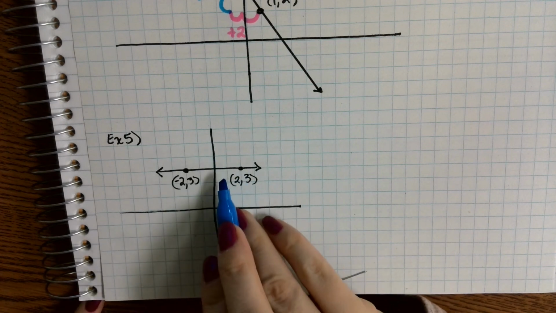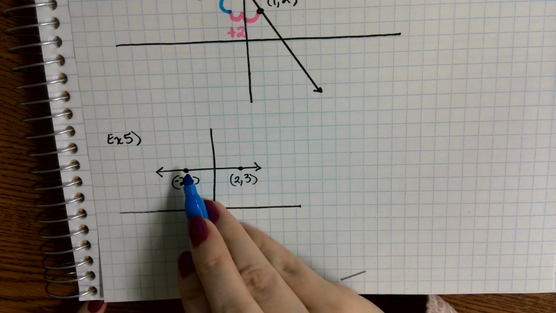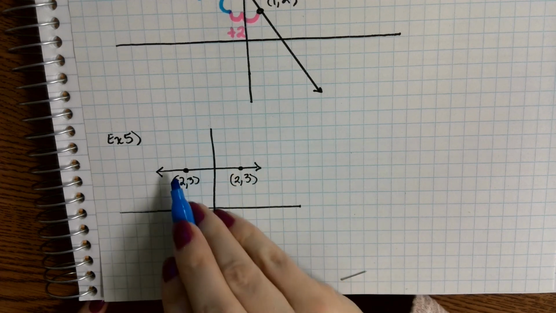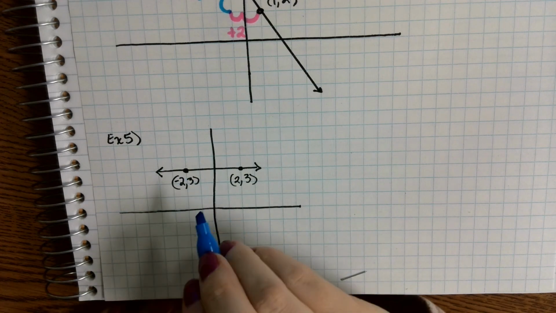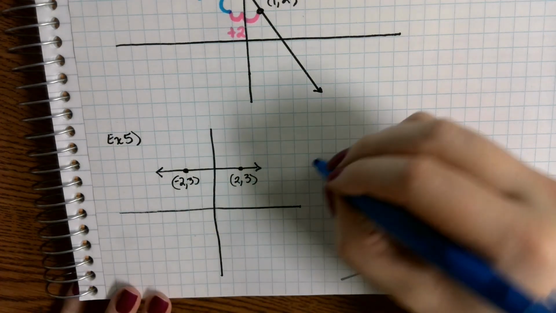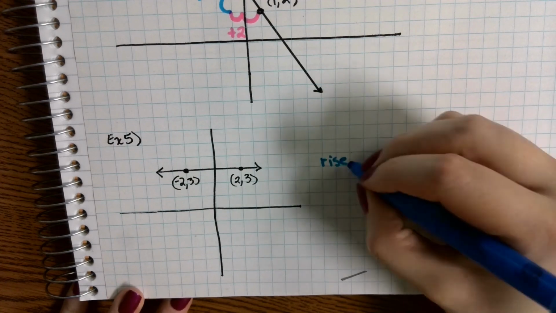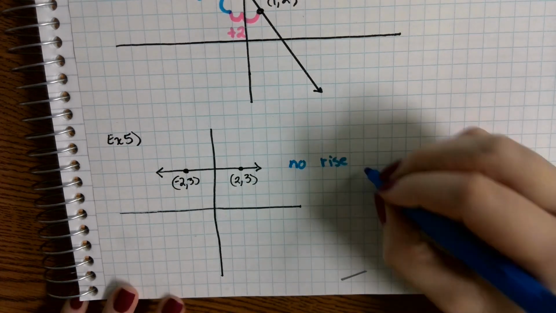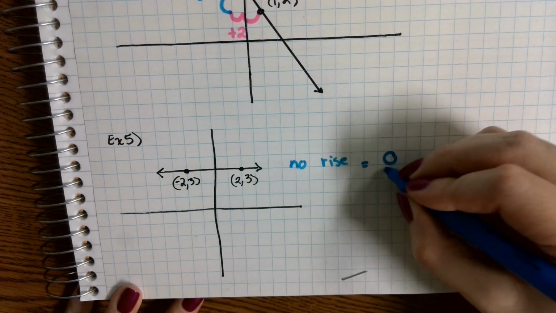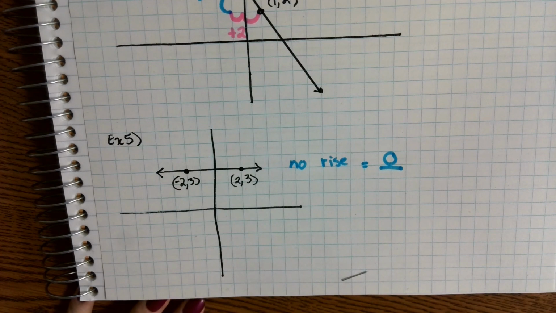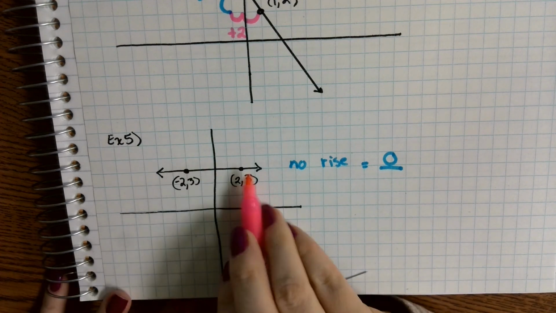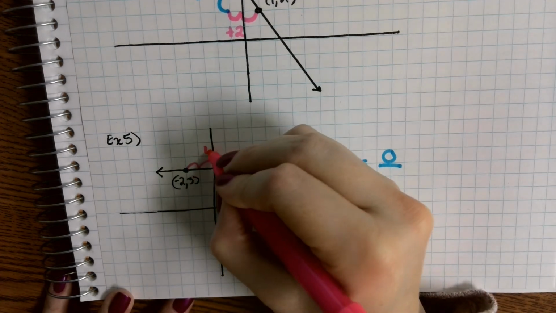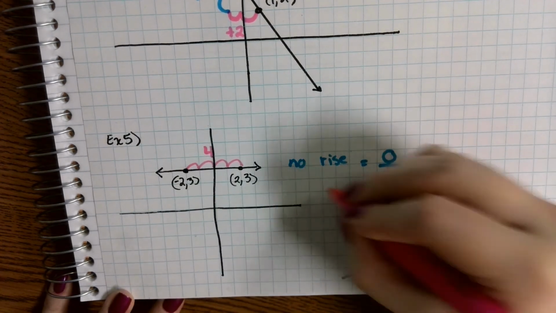Do I have a rise to get from this point to this point? Am I going up or down? No. I'm not moving upward. I'm not moving downward. So that means my rise is what value? 0. Because there is no rise, that means it's a value of 0 for the rise in your numerator. Now the run, because I picked these 2 points, currently my run is 1, 2, 3, 4. I moved over 4 spots for my run.